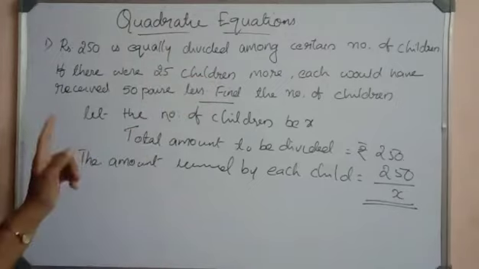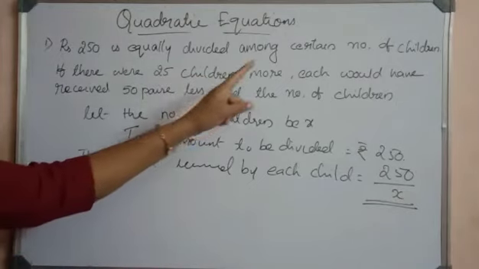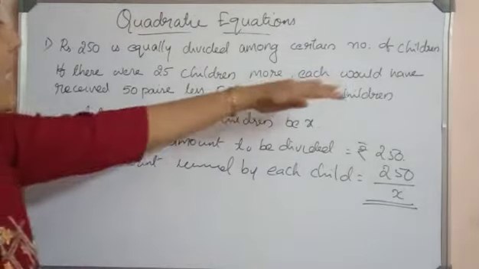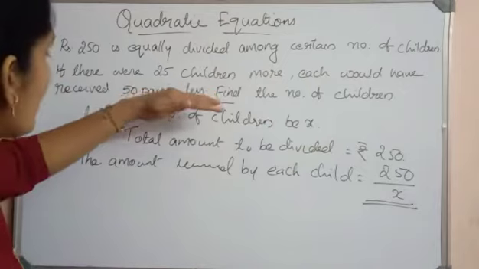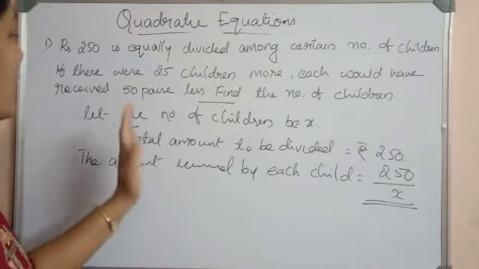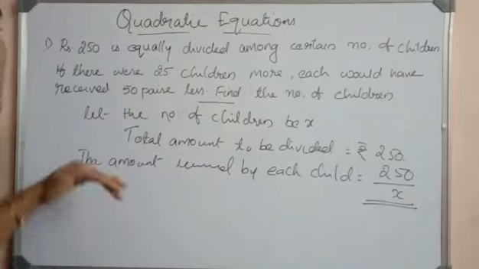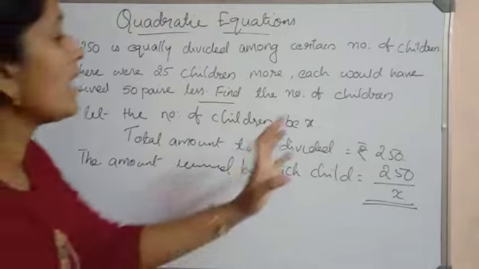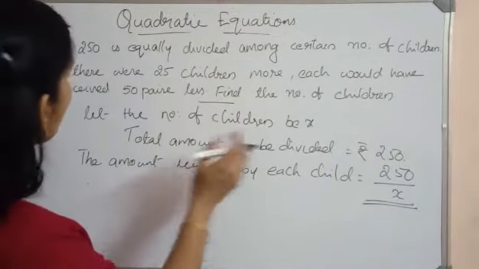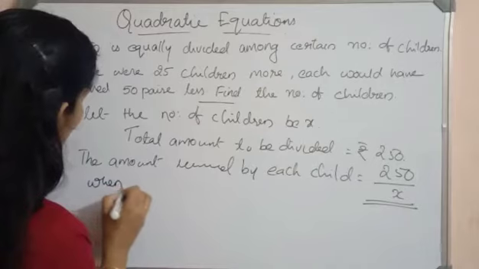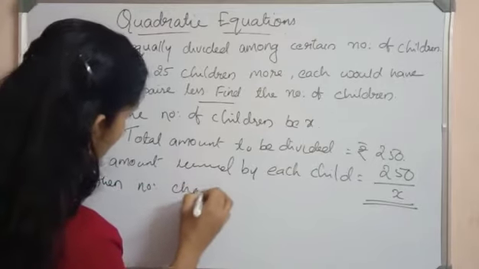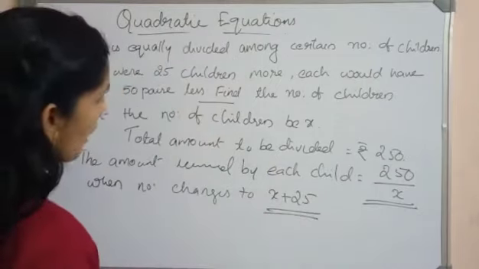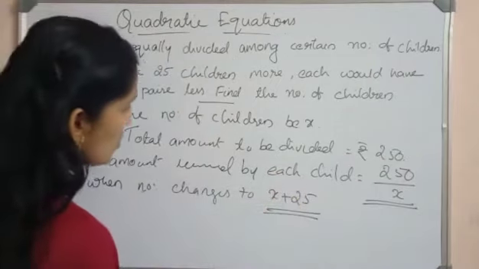Look at the second part of the question. If there were 25 children more, that means the number of students are increased by 25. Then each child would have received 50 paise less. The difference in amount received by each child is 50 paise. So when the number of children increases by 25, what is the amount received by each child? When the number changes to x plus 25, the amount received by each child also changes.